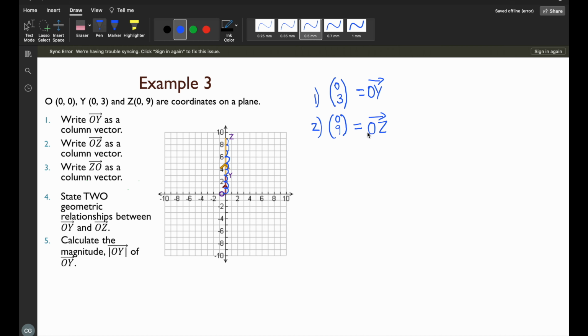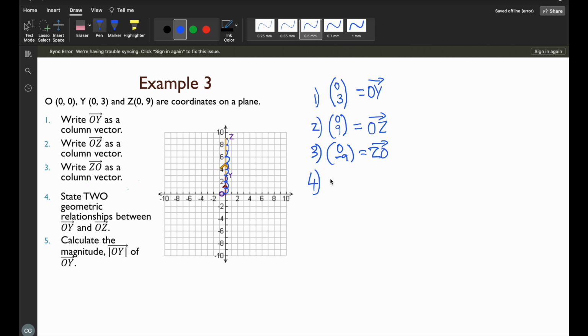Now the question asks, what would ZO be? So we know that they just basically swap signs. Since 0 is a neutral number, it's going to stay as 0. And what we'll have here at the bottom is -9. Then now for question 4, very interesting one.